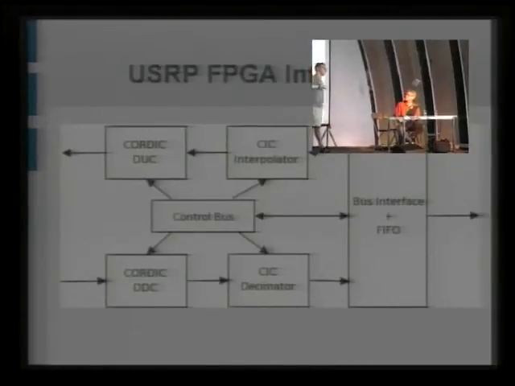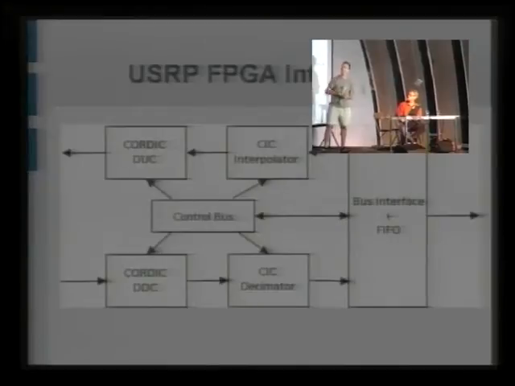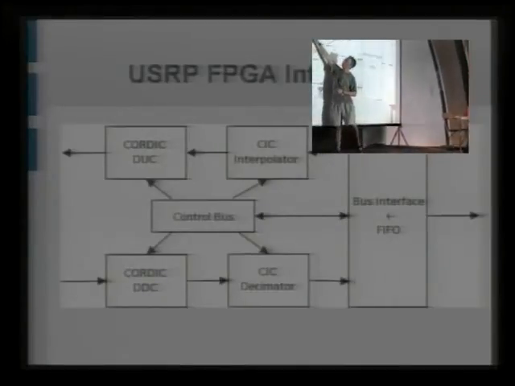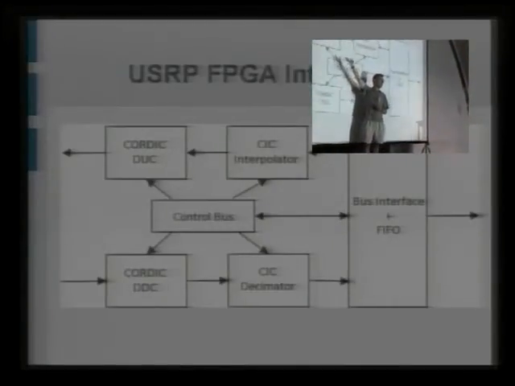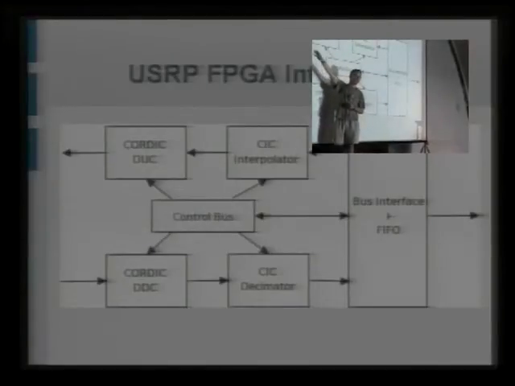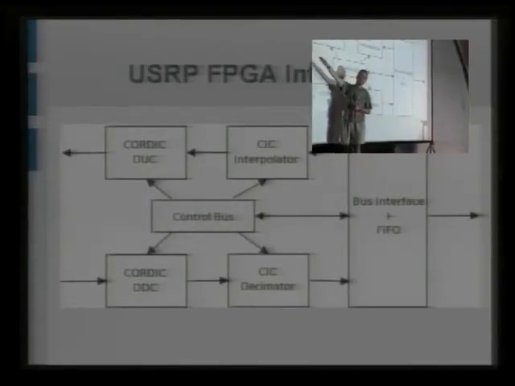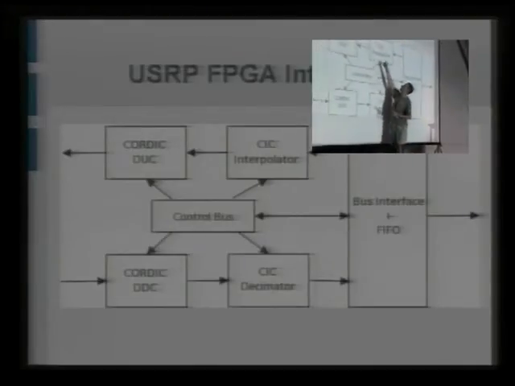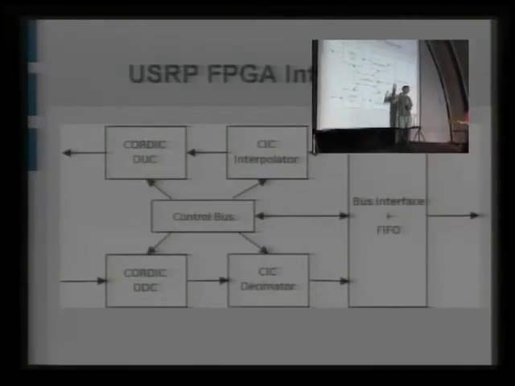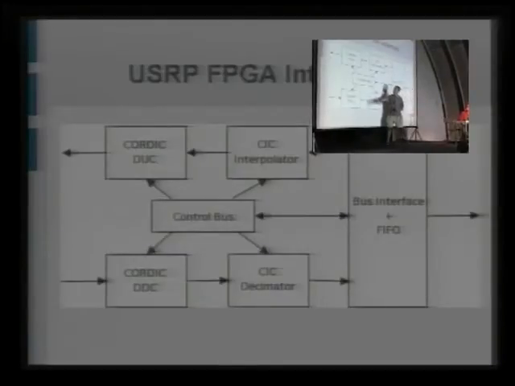An interpolator takes a lower sample rate and essentially interpolates the samples in between so that you can have a higher sample rate. And then it comes out, it is digitally up-converted and sent to the D to A converter. And CORDIC and CIC are just efficient algorithms for doing that in an FPGA. On the receive side, we do the same thing. We have a digital down converter, a decimator, and it goes into the bus interface. And then there's control of the whole system. And so that's basically what happens in the FPGA.